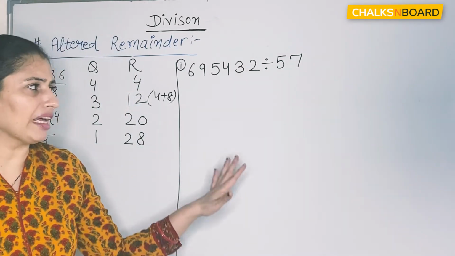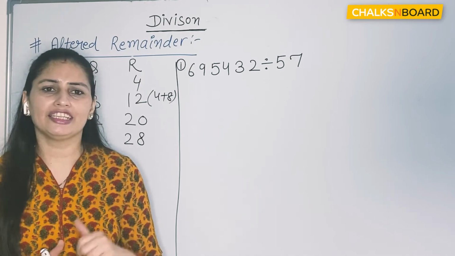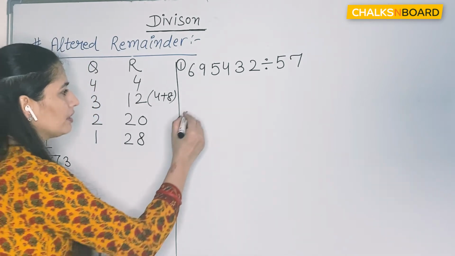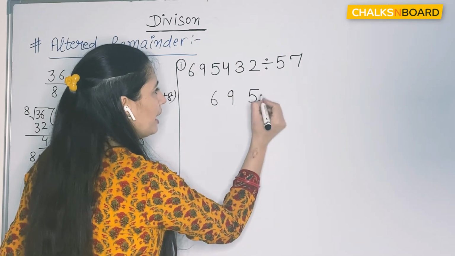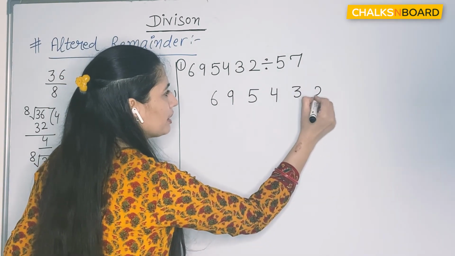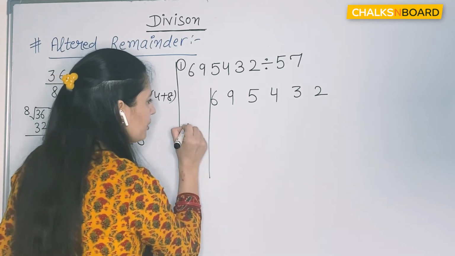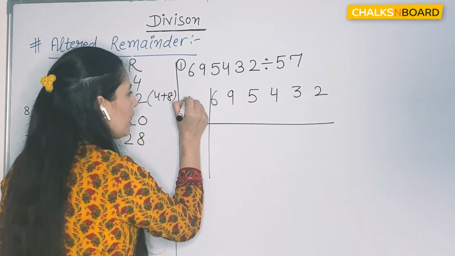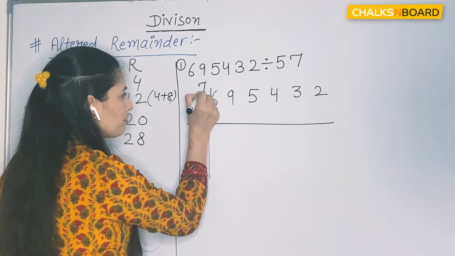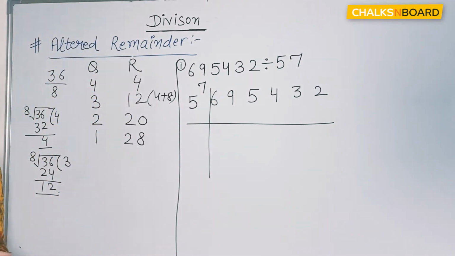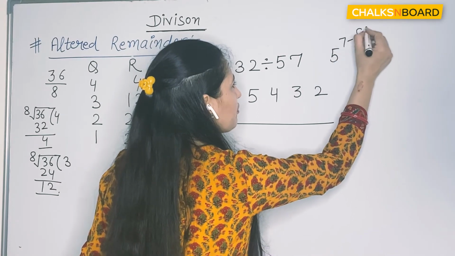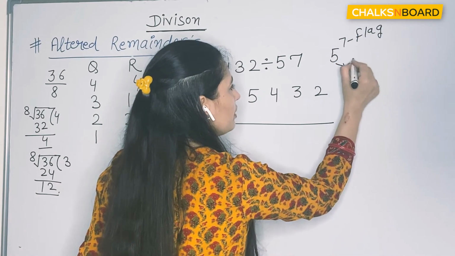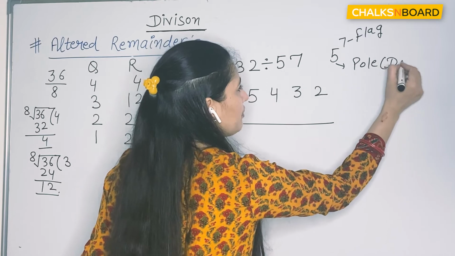But let's see how we apply it in our method. First, write the number as it is, that is 6,95,432 and write the divisor here, 57, but we have to write this 57 in flag and pole form. That means this is 7, which is our flag, and pole 5, which is our divisor also.